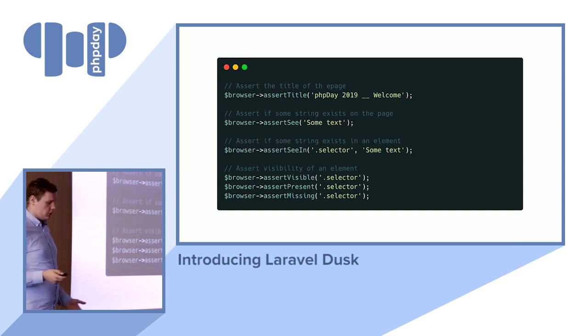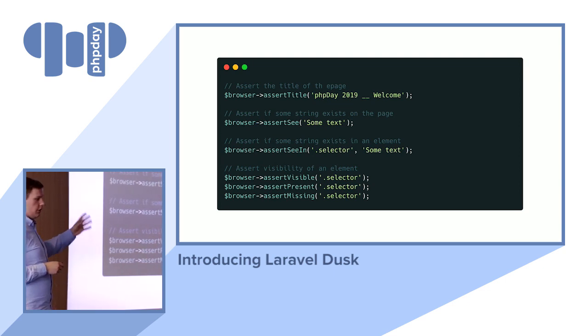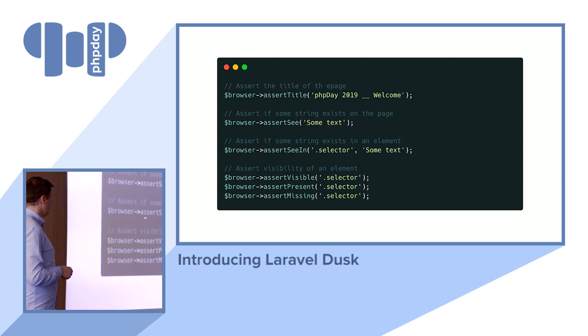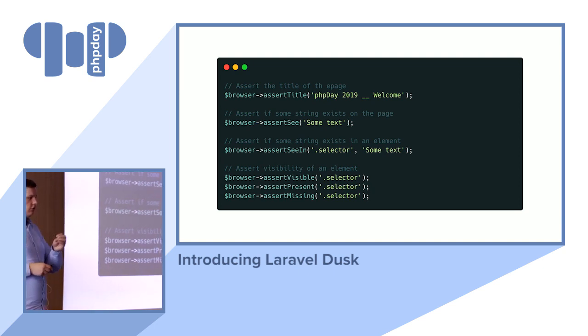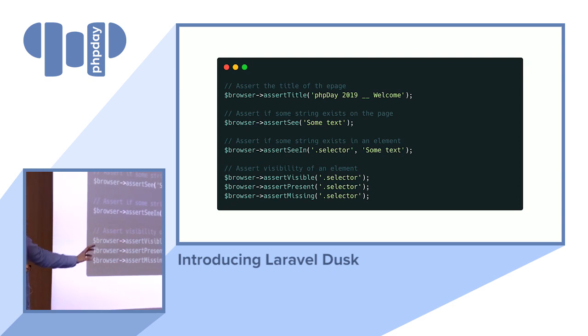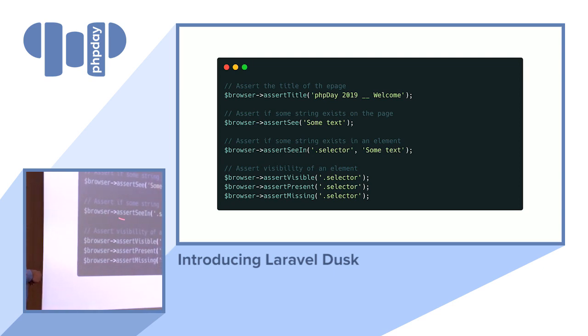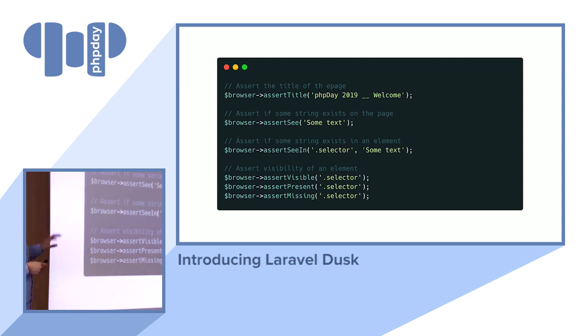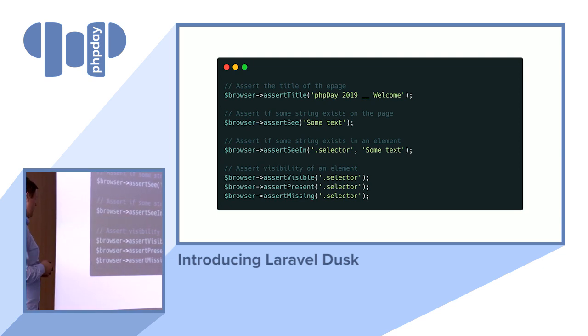And then we have more assertions. We have assert title, which is basically checking if the HTML is generating the correct title. We have assert see, just to see if there's an actual string on the page. Assert see in, so we can check if some text is in an element. But these are all basic tests that you would also have with an acceptance testing framework or a functional testing framework. This is what the Symfony BrowserKit framework already had. These are added here as well, but they're checking it on the browser level instead of only the HTML level.